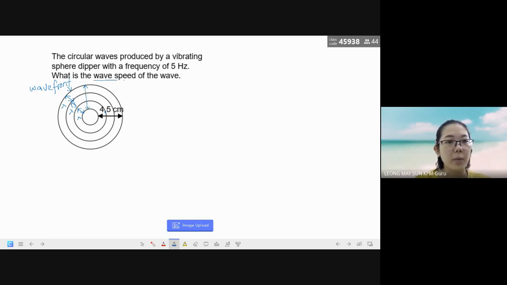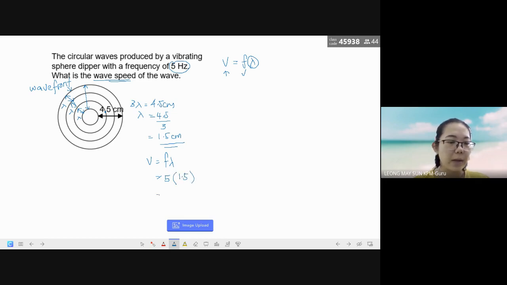So the question asks what is the wave speed? The wave speed formula is f lambda. The frequency is already given to us, 5 hertz. We want to find the wave speed, so we have to calculate the wavelength. 4.5 centimeter is actually for 3 wavelengths. So lambda equals 4.5 divided by 3, that will be 1.5 centimeter. So this is one wavelength. Then using the formula v equals f lambda, the frequency is 5 hertz, multiplied by wavelength 1.5.